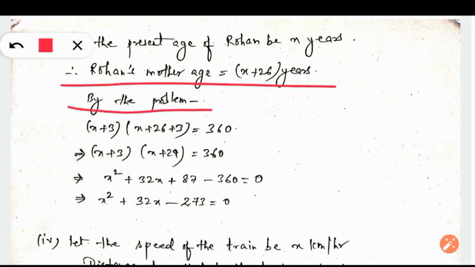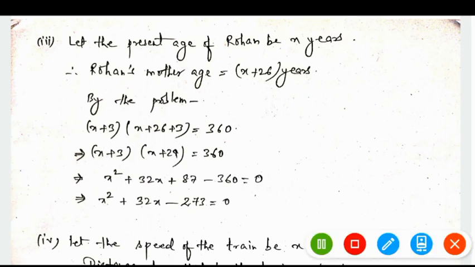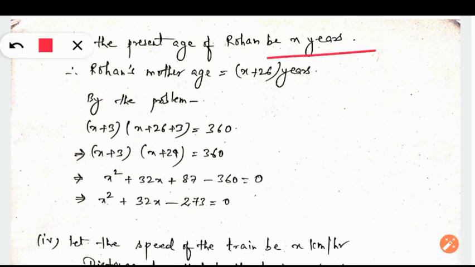Now by the problem, what is given there? One more piece of information is that the product of their ages is 360, but not during this year, after 3 years. So now Rohan's age is x, which I have considered. What will be his age after 3 years? It will be x plus 3, obviously.